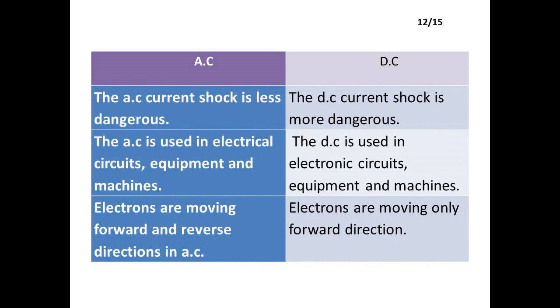The AC current shock is less dangerous. The DC current shock is more dangerous. The AC is used in electrical circuits, equipment and machines. The DC is used in electronic circuits, equipment and machines. Electrons are moving in forward and reverse directions in AC. Electrons are moving only in the forward direction in DC.